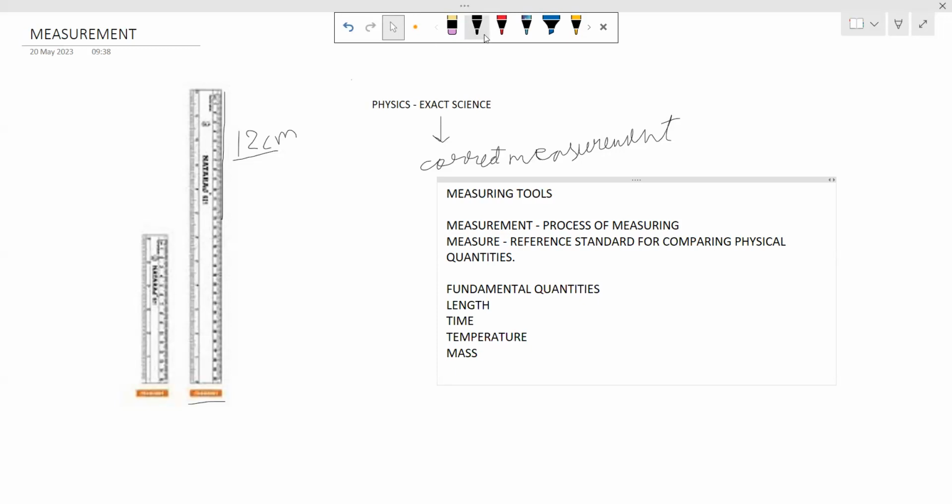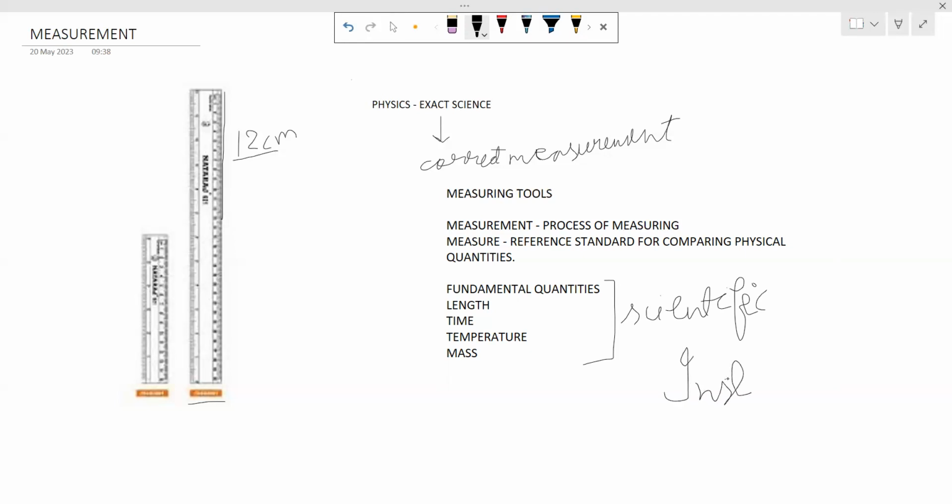और हाउ वी मेजर दिस फंडामेंटल क्वांटिटीज? We measure these fundamental quantities by using scientific instruments. How we measure it? By using what kind of instrument? Scientific. We use scientific instruments. Scientific, INST means instrument. So how we measure these fundamental quantities? By using scientific instruments.